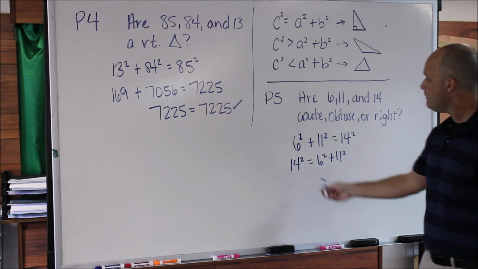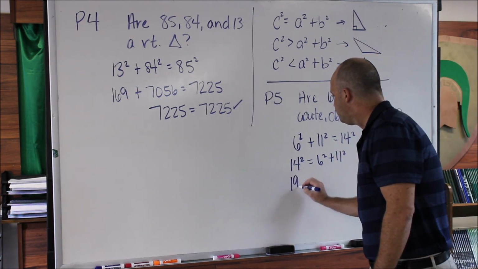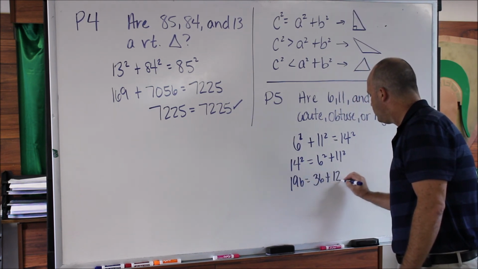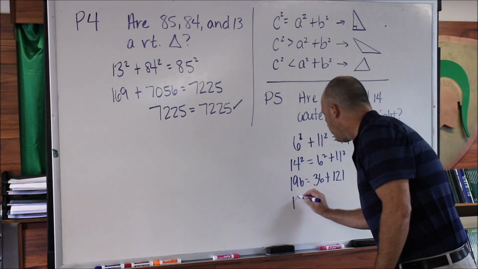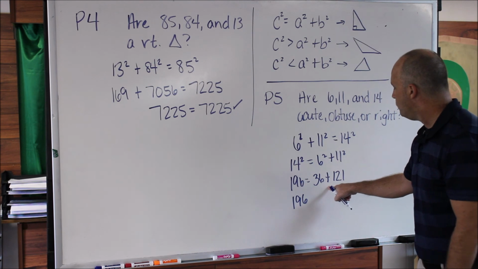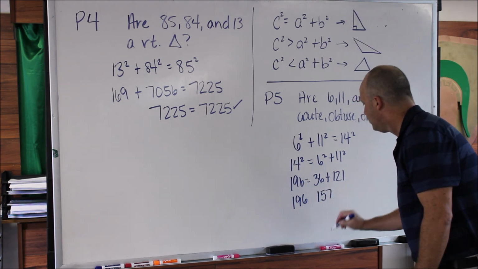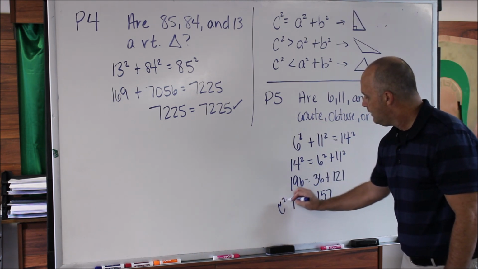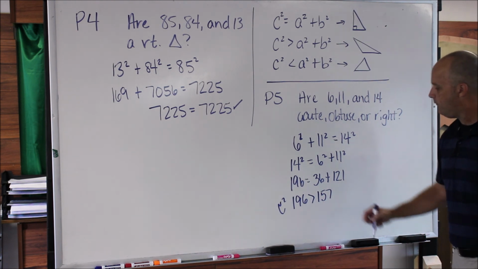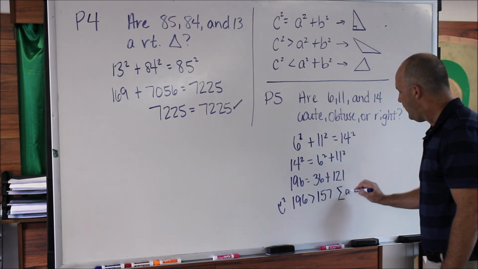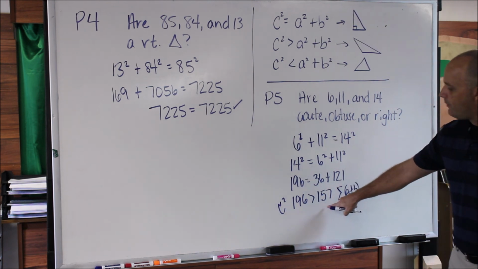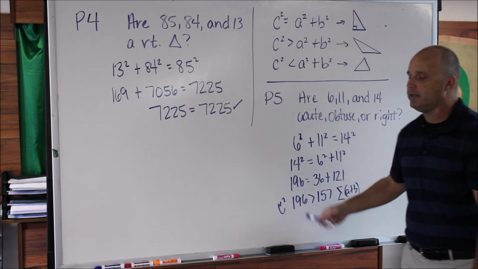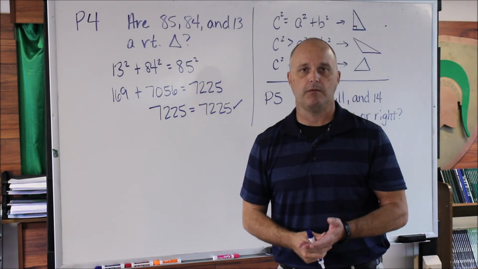So 14 squared is going to be 196. 6 squared is 36. And 11 squared is going to be 121. So if we add 36 and 121, we're going to get that 36 and 121 together is 157. And so that means 196, the c squared side, is going to be greater than 157, which is the sum of a and b. Okay? And so that means that we've got an obtuse triangle because we ended up with c squared greater than the sum of a squared plus b squared.